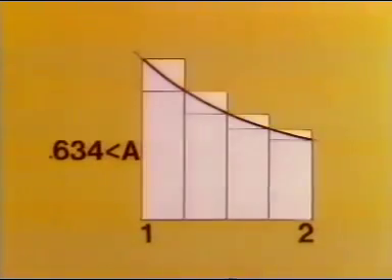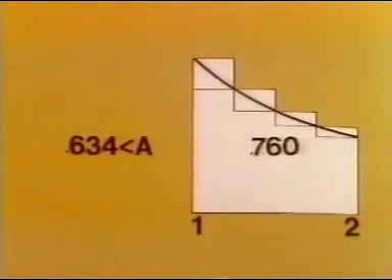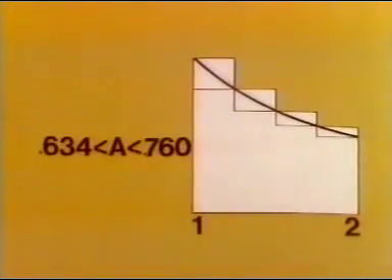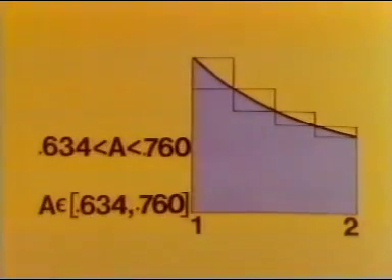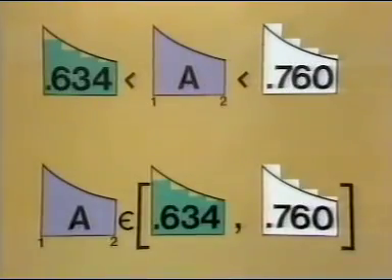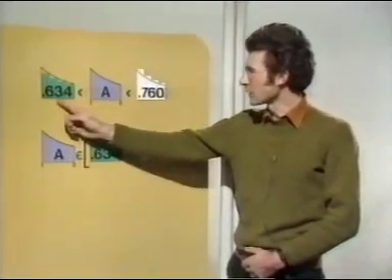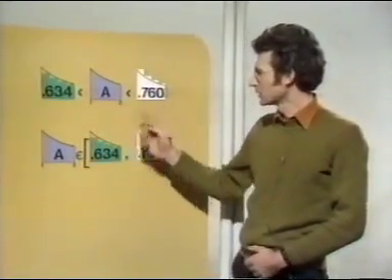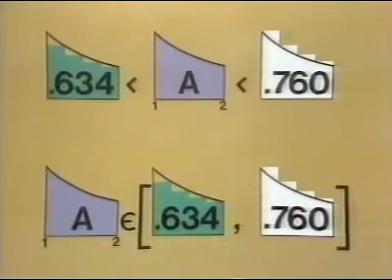And we can calculate the overestimate in a similar way. This works out to 3 decimal places as 0.760. And this is greater than the area we want. So we've got our area trapped in this interval. This picture summarizes the situation. A lies between this underestimate and this overestimate. In other words, A lies inside this closed interval. And that's the situation for 4 rectangles.